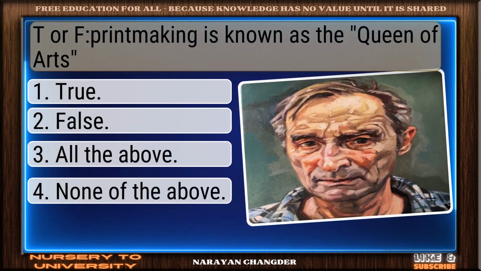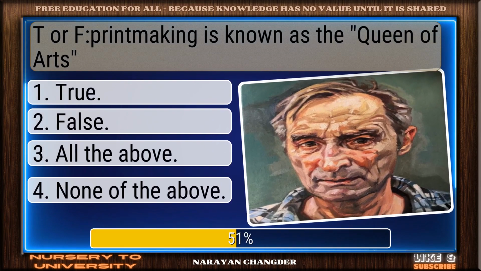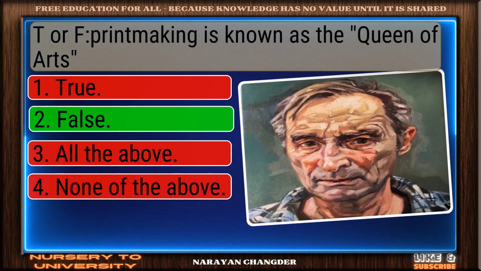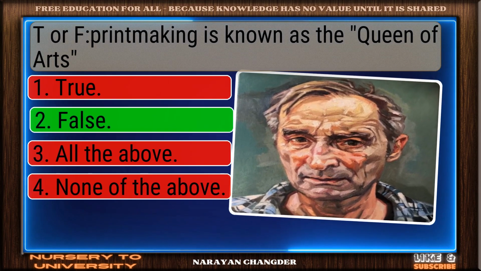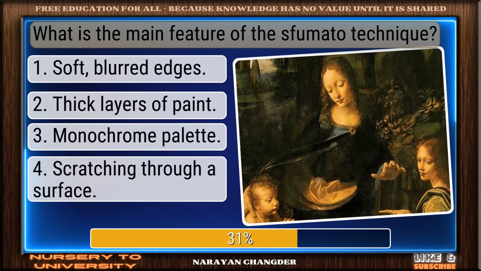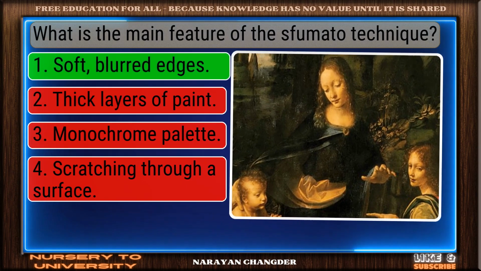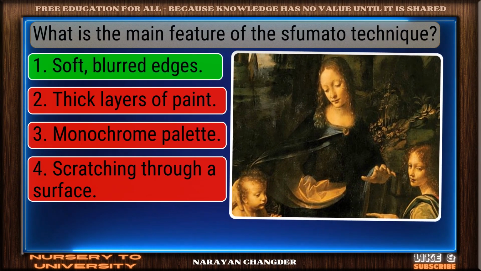True or false. Printmaking is known as the Queen of Arts. You got it. Your choice false is right. What is the main feature of the sfumato technique? Well picked. Soft, blurred edges is the correct answer.